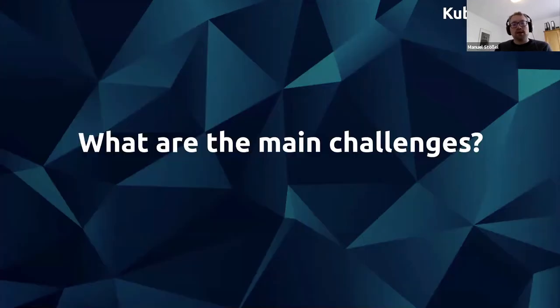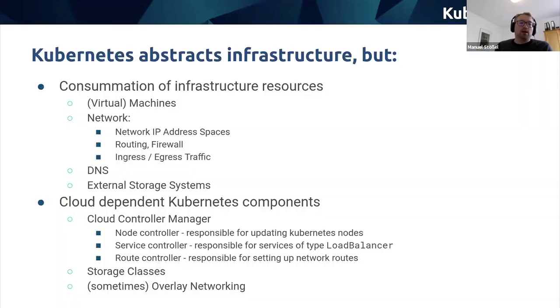So what are the main challenges around moving to another cloud provider? Kubernetes itself abstracts infrastructure, but it does have several dependencies nonetheless, right? It does consume infrastructure resources, for example, the virtual machines where the cluster itself runs. It uses and consumes the network provided, right? The IP address space, routing and firewalling rules, management of ingress and egress traffic, and also DNS, as always, and external storage systems.